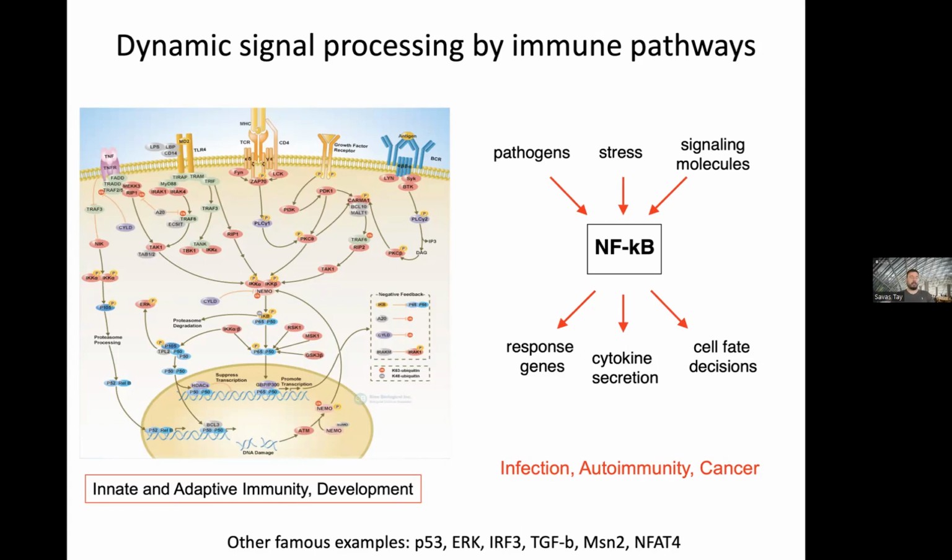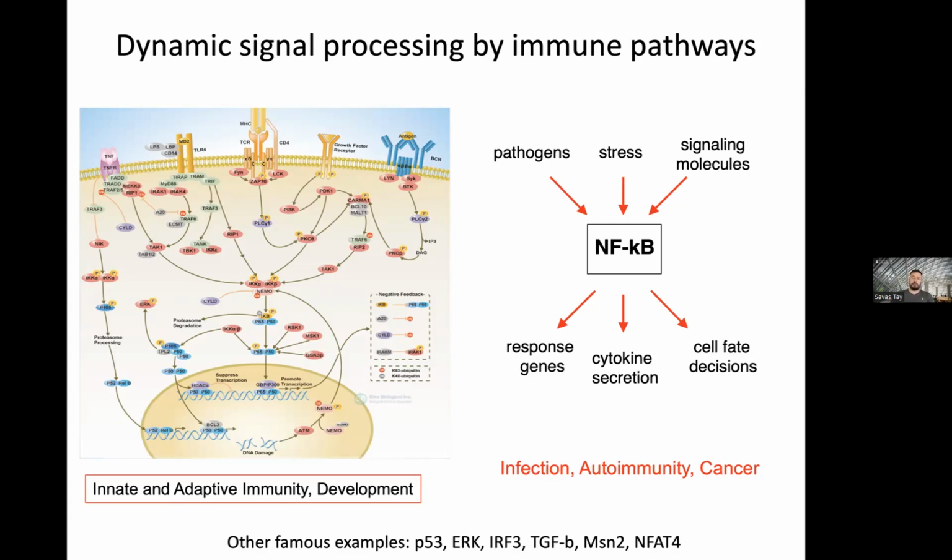It has been studied for the past 50 years. There are 30,000 papers in PubMed on NF-kappa B, okay? It responds to environmental signals from pathogens, stress, and its own signaling molecules, and then regulates a bunch of different gene expression programs. And it is a very important pathway for understanding infection, autoimmunity, as well as cancer. It is involved in all these diseases. So NF-kappa B is an important signaling system.